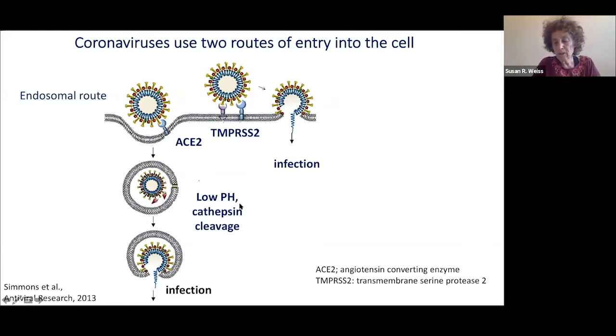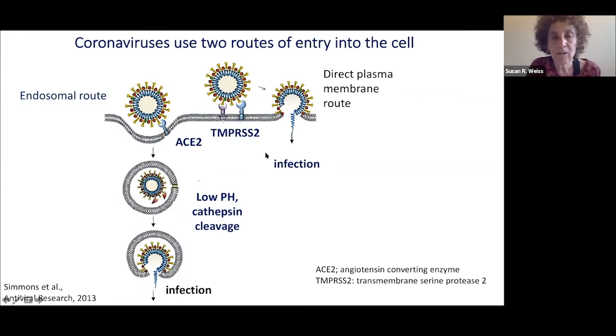And then the second pathway is a direct plasma membrane route. In this route, again, the virus spike attaches to the receptor, and it's cleaved by a membrane-bound protein called TMPRSS2. You've probably heard about TMPRSS2. That then mediates fusion of the spike through this plasma membrane, and again, the nucleocapsid is released into the cytoplasm for infection.